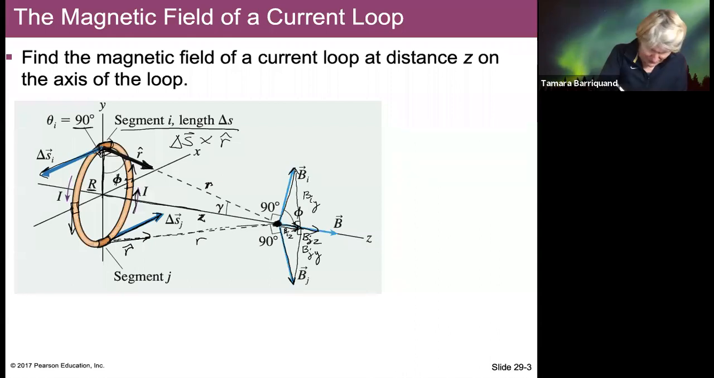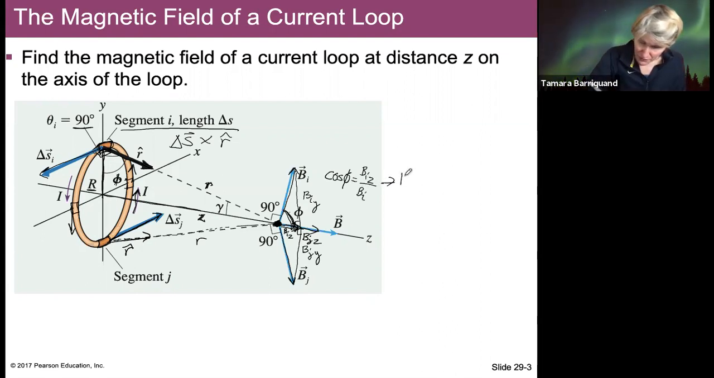So this z component, we can see, if we draw our triangle here, with this angle phi, the z component will be the adjacent over the hypotenuse being B sub I. So we see that cosine of phi will be equal to the adjacent, B sub I z over B sub I. And so that tells us that the important part that we want to find here, B sub I sub z, is going to be equal to B sub I, the magnitude of the magnetic field due to the I segment, times cosine of phi.